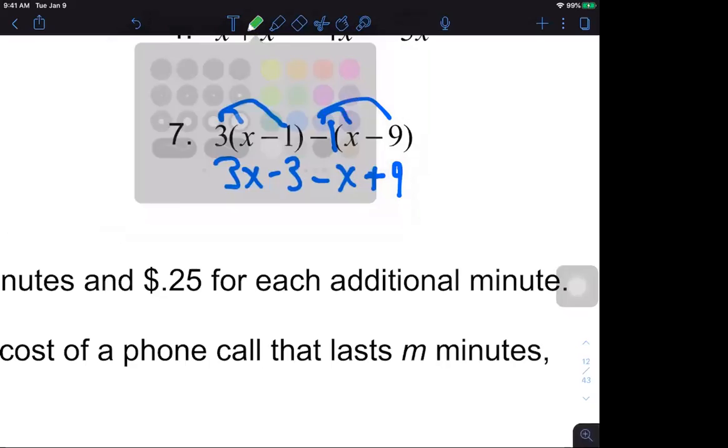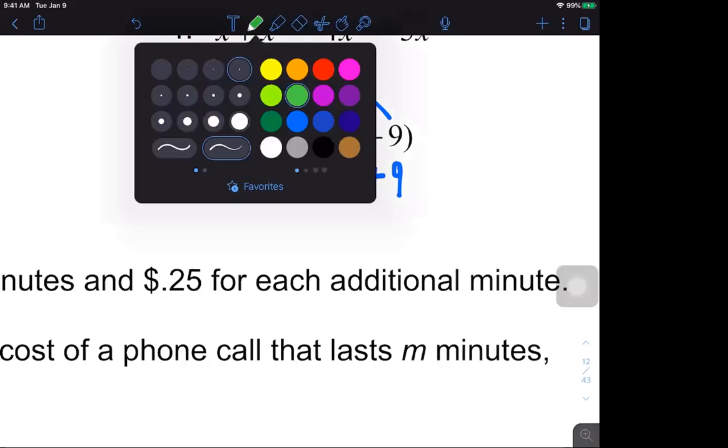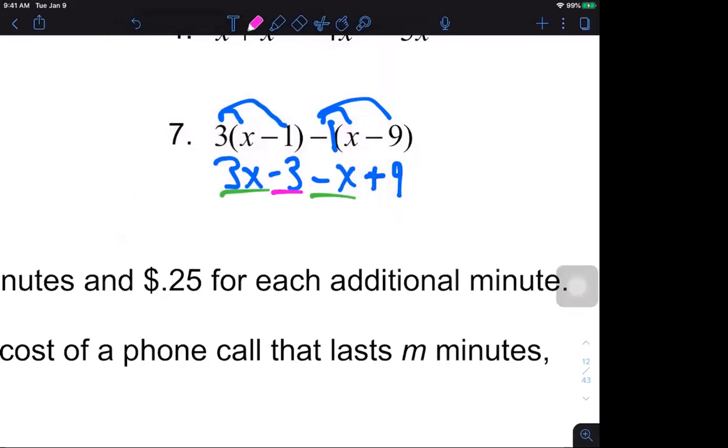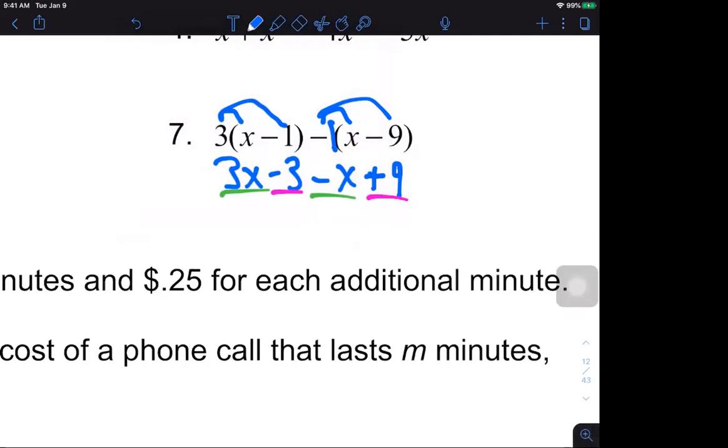Now we're going to look into combining our terms. We have our x's, and then we also have our constant terms. So I'll start with the x's. 3x minus x gives us 2x. And then negative 3 plus 9, or 9 minus 3, will give us a positive 6. Any questions on any of the examples, terminology, or anything we went over today for section 1.3?